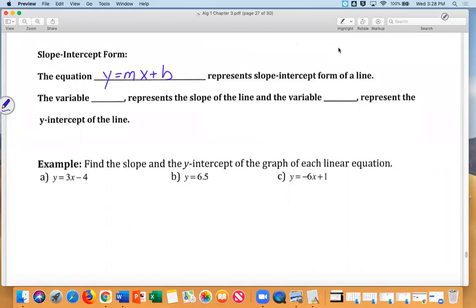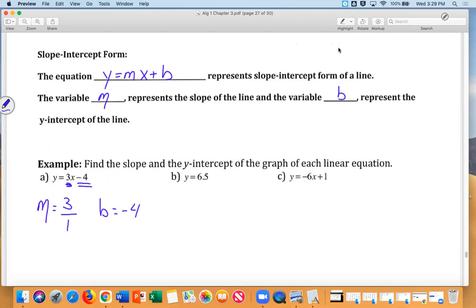The variable m, which is typically written as cursive, represents the slope of the line. And the variable b represents the y-intercept. So for example, down here, it says find the slope. The slope is the number next to the x. So that is 3. Now, slope we typically write as a fraction, so I'm going to write it as 3 over 1, because that gives me rise over 1. Now, my y-intercept, my b, that's going to be -4.